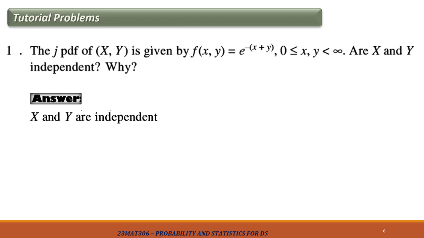Okay, this is the tutorial problem. We have to find the function f of x comma y, a double random variable is given, and we have to check whether x and y are independent or not. We note that 0 is less than or equal to x, so the x value starts from 0, the minimum value is 0 and the maximum value is infinity. And y less than infinity means y also comes out of 0 to infinity. Like this, we have to check whether x and y are independent.